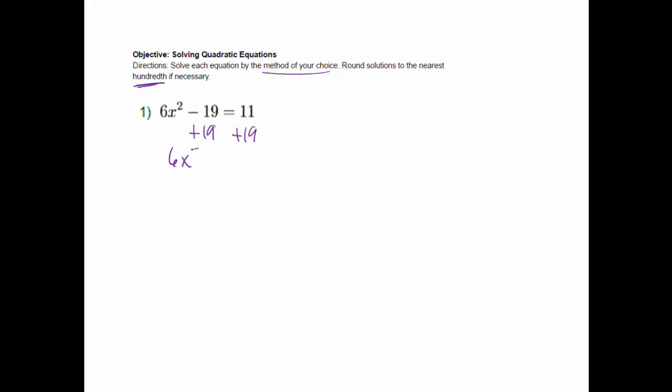So when I do that, I'm going to get 6x squared equals 30, and then I'm going to divide both sides by 6, which will give me x squared equals 5, and then to get rid of a square, we square root both parts, so I'm going to get x equals the square root of 5 is 2.24, and we know that we're going to get the positive and the negative of that answer.